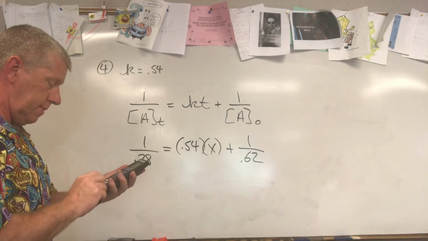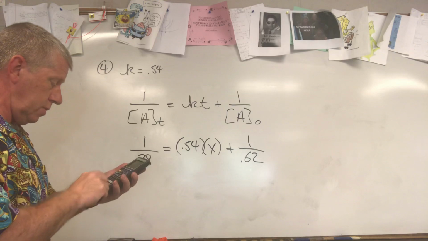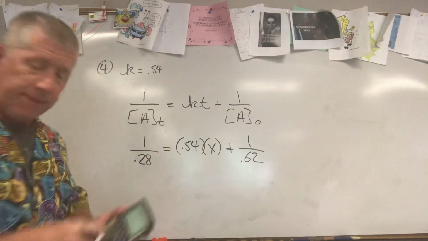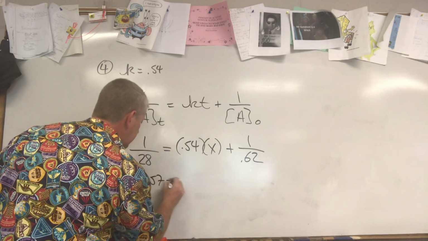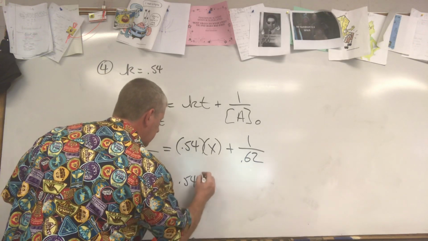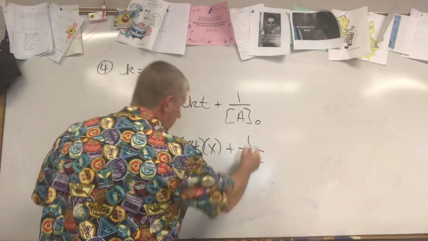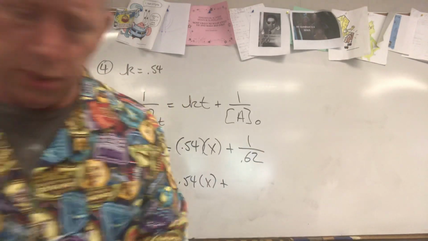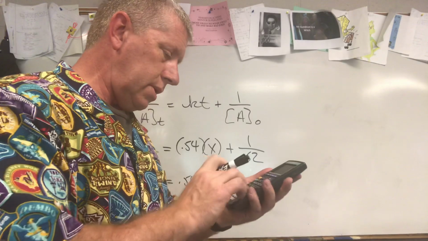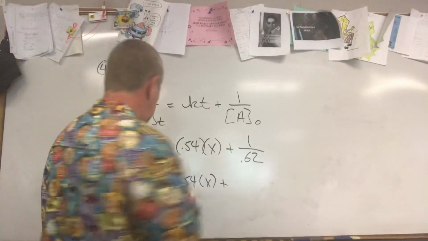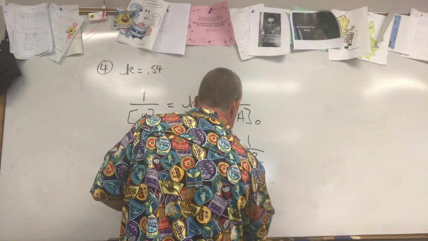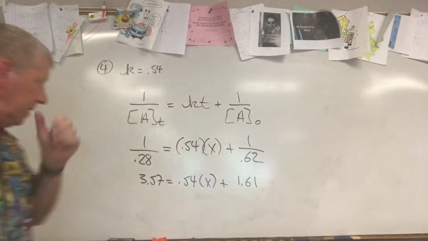1 divided by 0.28 is 3.57. So 3.57 equals 0.54 times x plus 1 divided by 0.62. So 1 divided by 0.62 is 1.61, plus 1.61. All right, there it is.